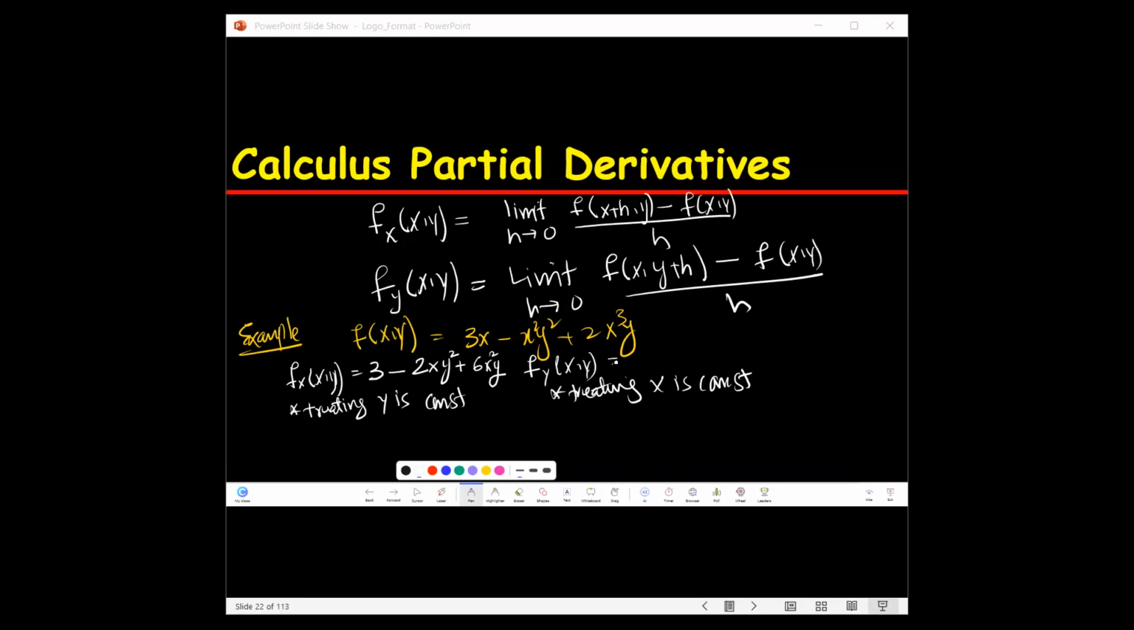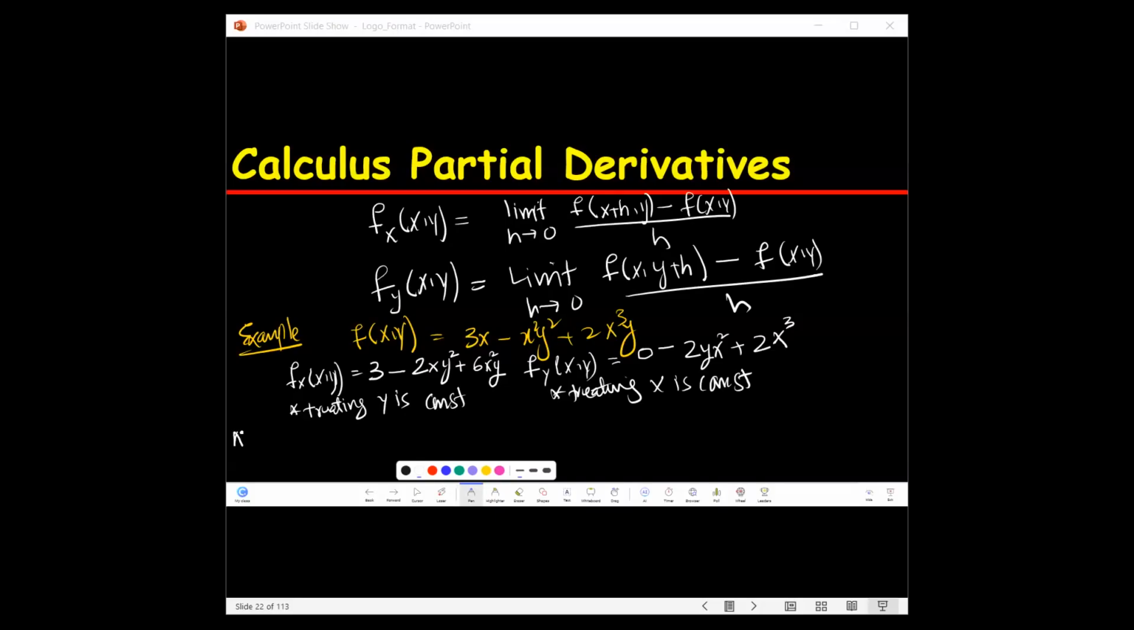On this side, when I take the derivative with respect to y, the first term becomes 0. The whole 3x is constant, and the derivative of a constant is 0. Minus, now I'm taking the derivative with respect to y, so it's going to be 2y, and x squared is going to come as is. Plus 2x, x cubed isn't going to do anything. It's going to be left as is because it's a constant, and the derivative of y is 1. So I'm going to write it like this.